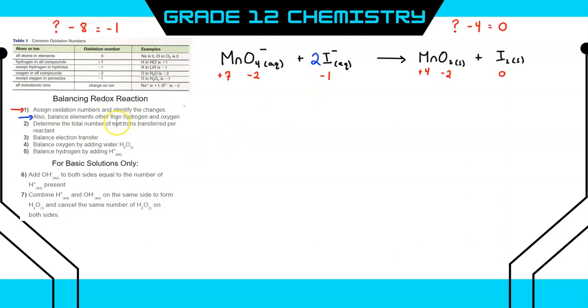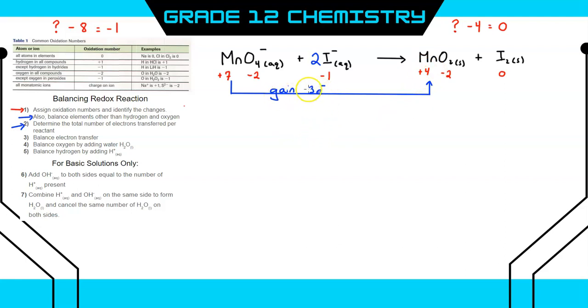But now this makes step number 2 a little bit more interesting. So it says determine the total number of electrons transferred per reactant. Let's start with manganese. Nothing too interesting here, but let's start with this one. So we go from +7 to +4. So in this case, we are gaining 3 electrons. Think of it as gaining 3 negative integers. Okay, so that drops us down from +7 to +4. Okay, nothing too interesting there.